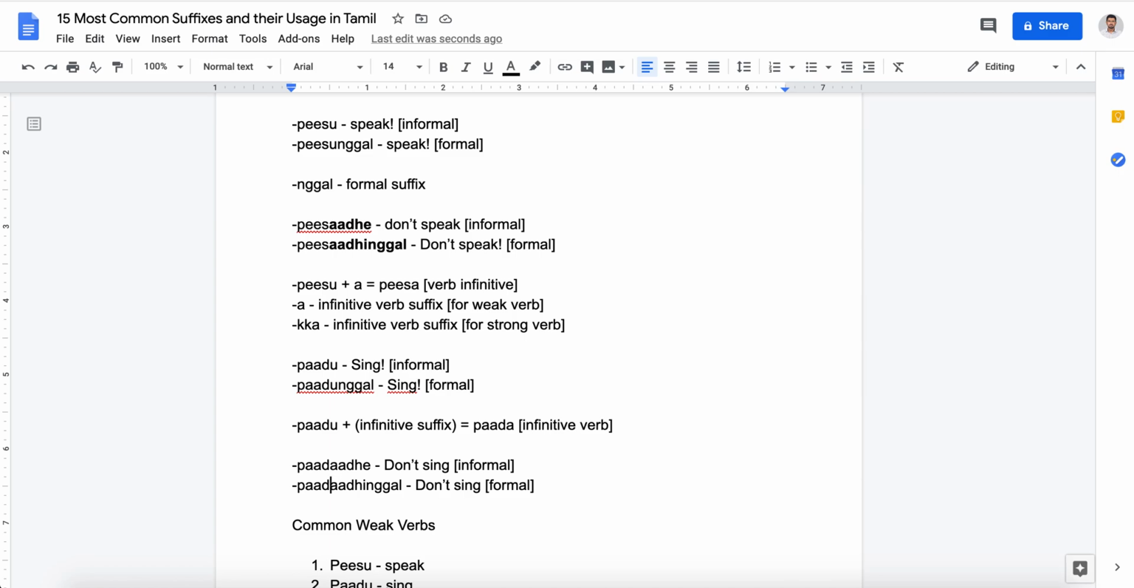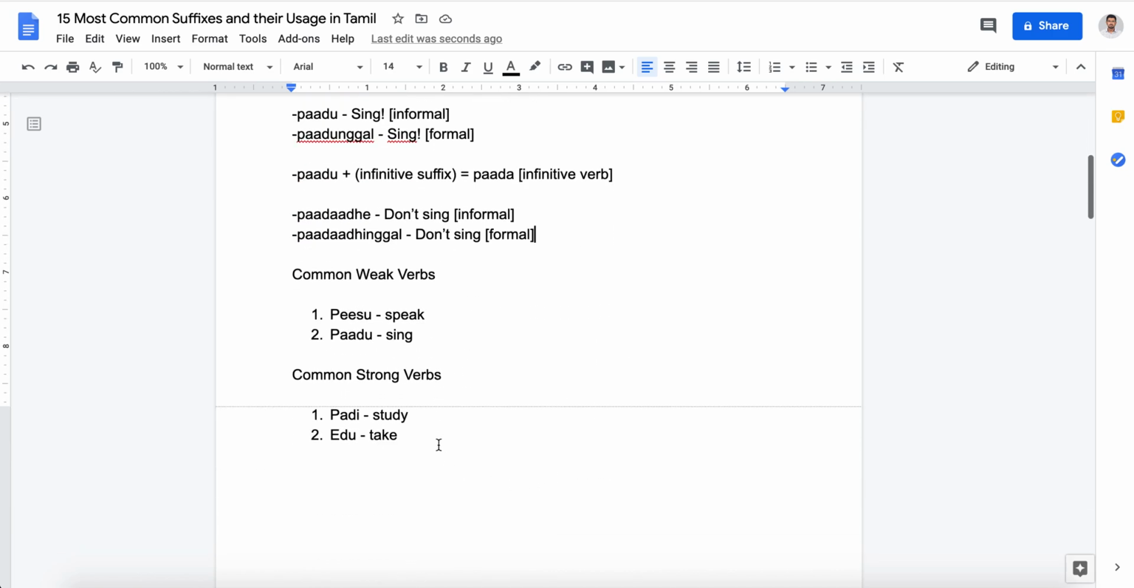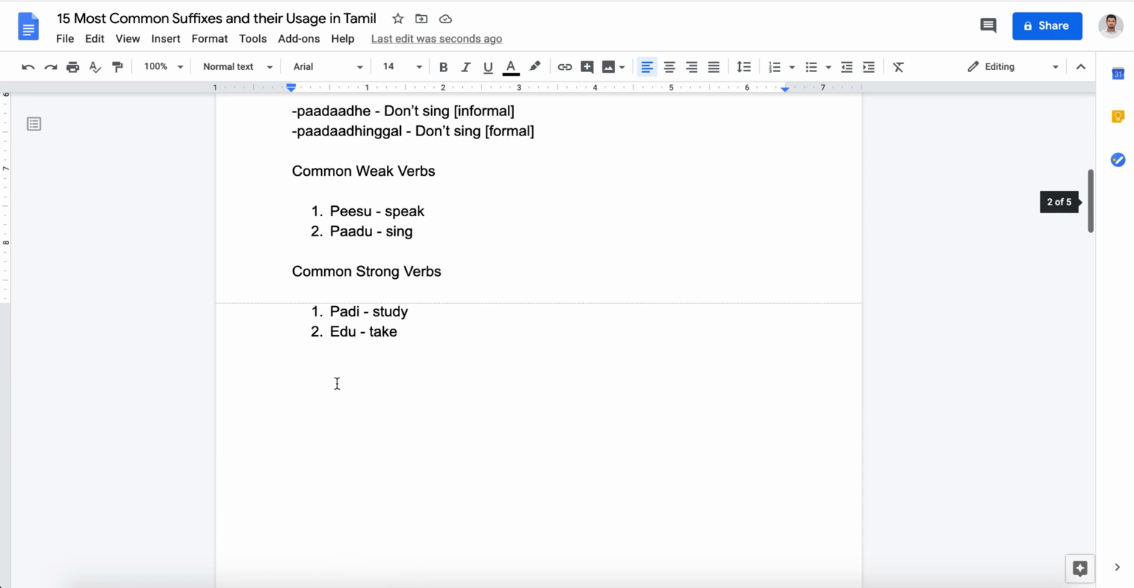Okay, so this is the rule we are following right now to make a weak verb negative imperative, using the infinitive. Now let's go to the strong verb. Let's talk about the strong verb. We learned about padi, study, and yedu, take. The easiest way to make the verb infinitive for a strong verb is just ka. This is the important thing we have to know.